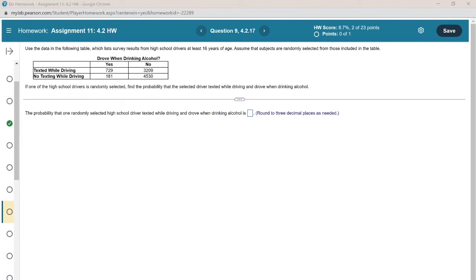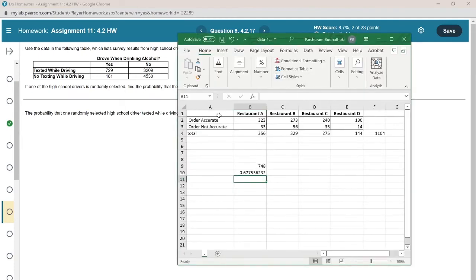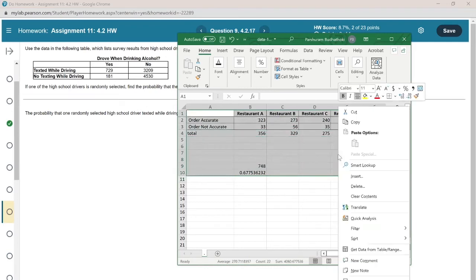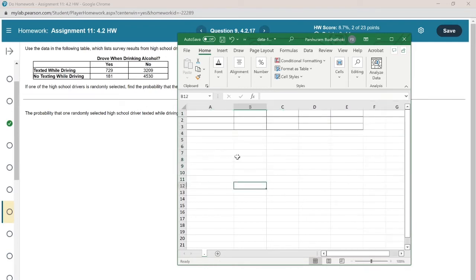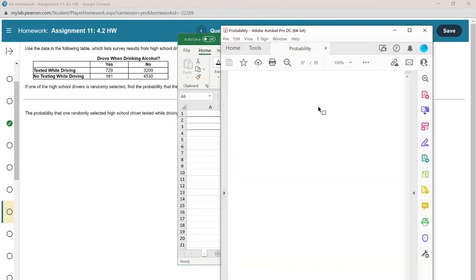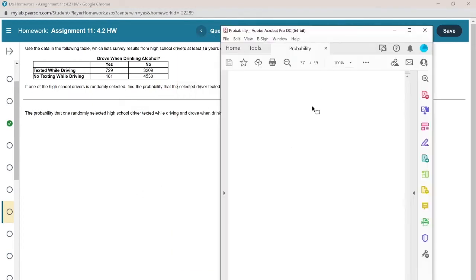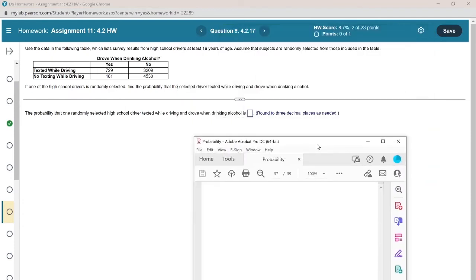So let's find out this thing here. I'm going to use Excel one more time. So how many texted while driving? 729. So what is the probability we're trying to find here? We're trying to find the probability that one randomly selected high school driver texted while driving and drove when drinking. So we want to find the probability of A and B.